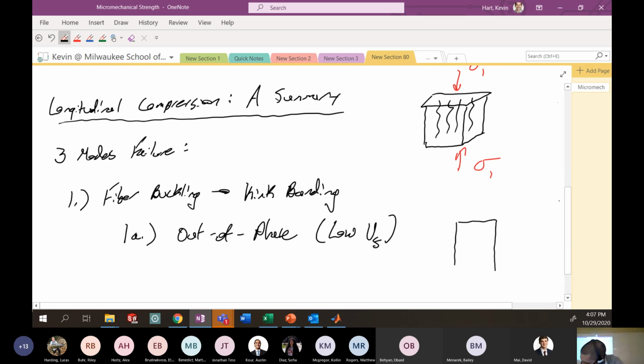And in that case, the fibers were far enough away from each other where their buckling behavior was not influenced by the neighbor next to it. Maybe that guy's got a lot of buckling modes, something like that. They're far enough where they're not really communicating their buckling.